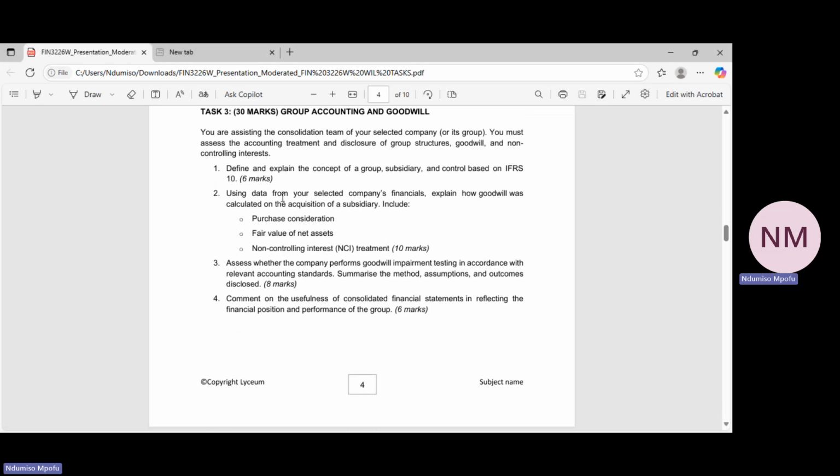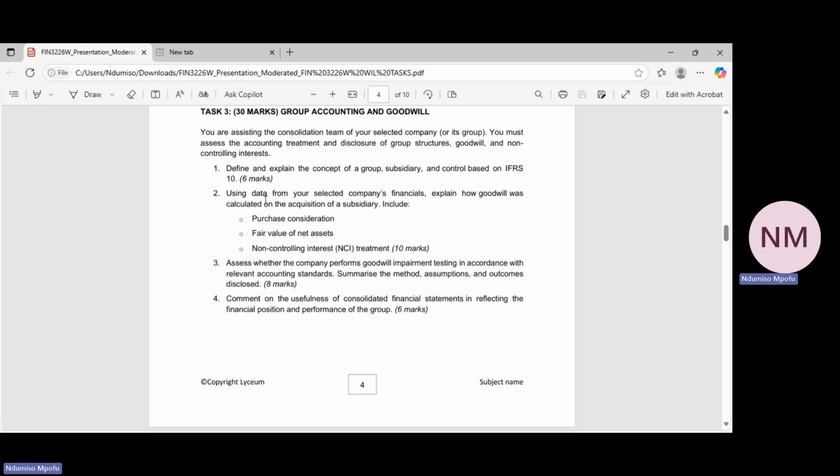2, it says using data from your selected company. I'll still advise you that you use one company from task 1 all the way to task 3. Because by the time you go to task 3, you will be having a full understanding of those financial statements that you have been analyzing from task 1, task 2, task 3, but it's not compulsory. It's up to you which company you'll be using.